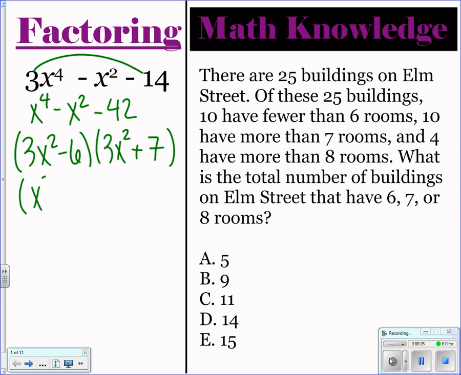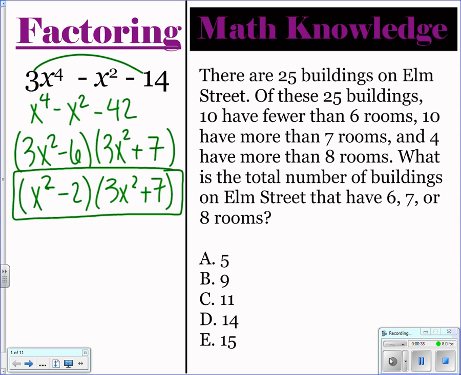The first step will reduce by 3. So you have x squared minus 2. The second factor will not reduce, so you're going to leave it as 3x squared plus 7. And so neither one of those will factor further with integers, so we'll leave the answer just like that.